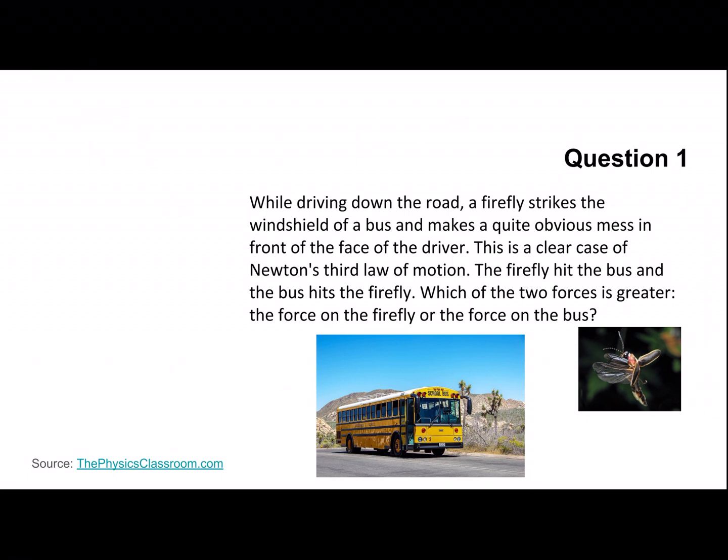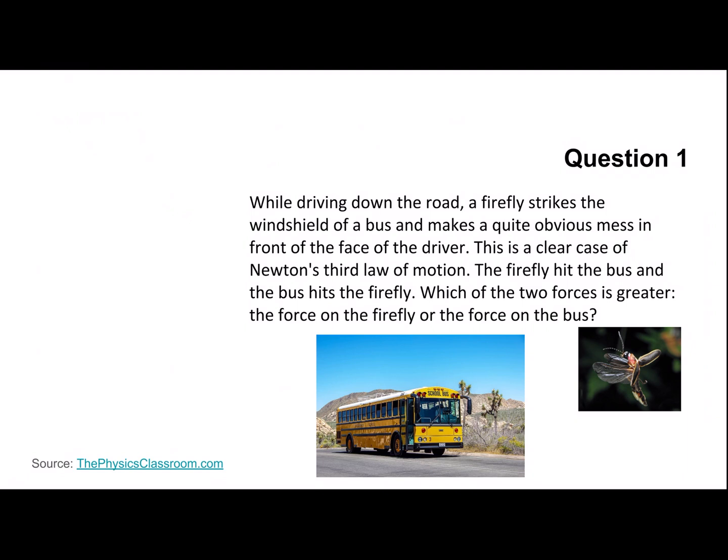All right, let's get some practice for you guys now. All right, question 1. While driving down the road, a firefly strikes the windshield of a bus and makes a quite obvious mess in front of the face of the driver. This is a clear case of Newton's third law of motion. The firefly hit the bus and the bus hits the firefly. Which of the two forces is greater? The force on the firefly or the force on the bus? I want you guys to make a prediction.